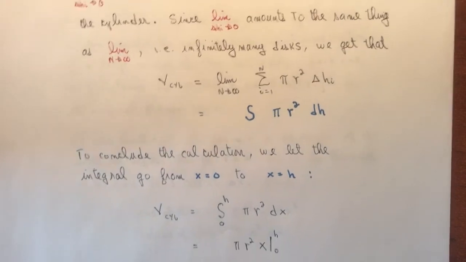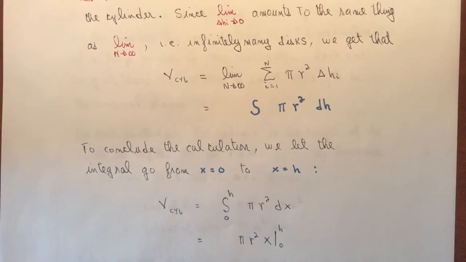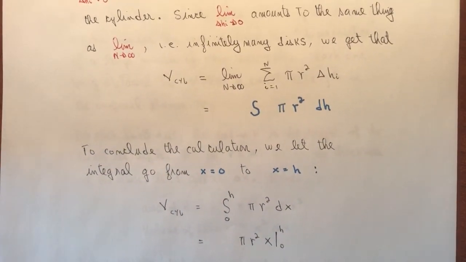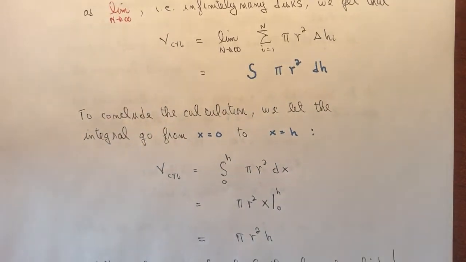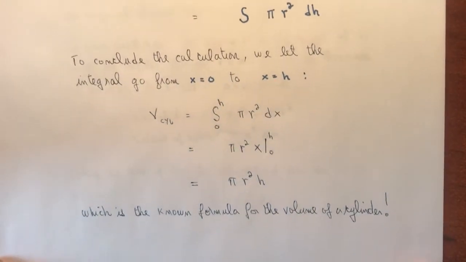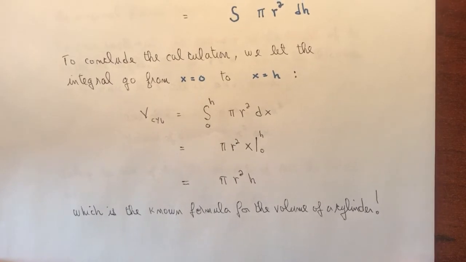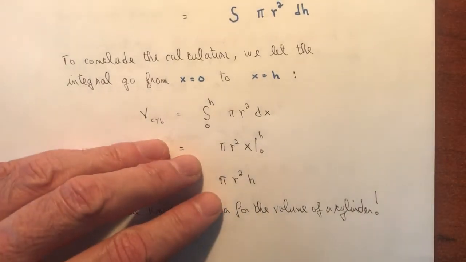What is that integral? Well, pretty easy. You integrate with respect to x, you get pi r squared x between 0 and h. And by FTC part 2, bring in the h and bring in the 0, you get pi r squared h, which is the known formula for the volume of a cylinder. Very well.